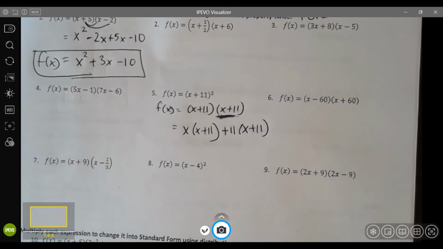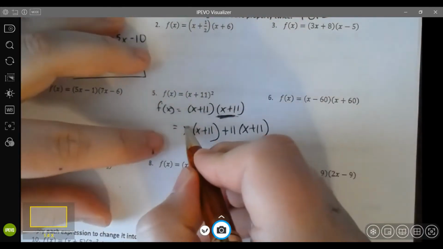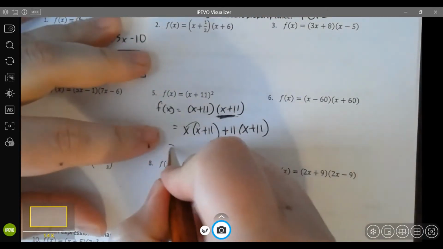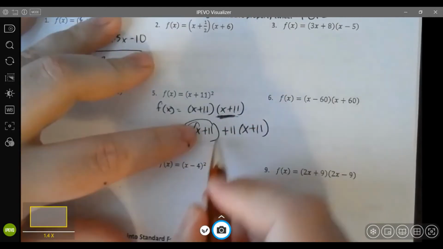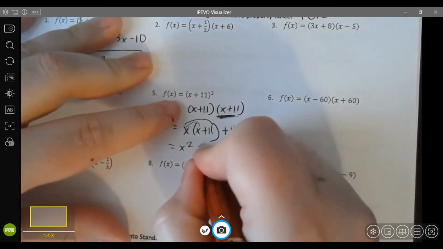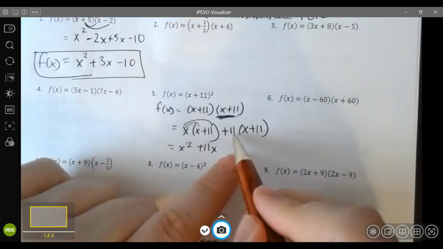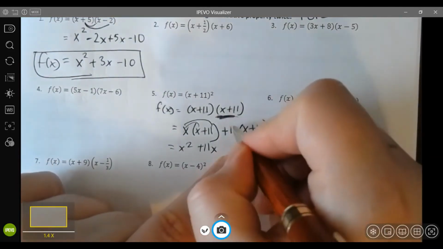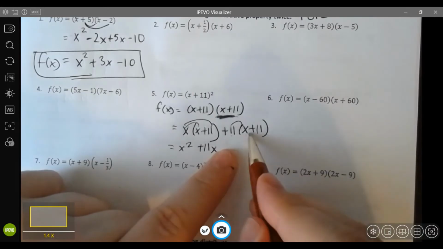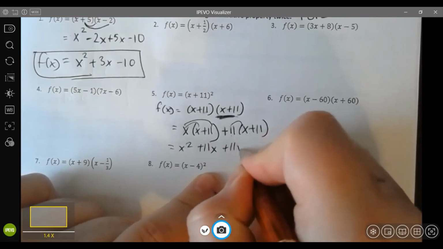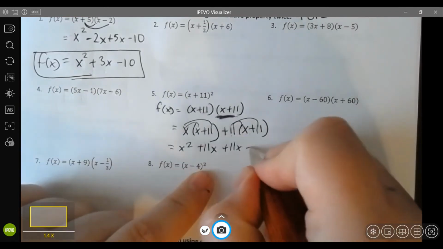And now I'm going to distribute twice. I'm going to distribute the x. X times x is x squared. And x times 11 is 11x. Next, I'll do the same thing here. Distribute the 11 to the x, it's 11x. And distribute the 11 to the 11, that's 121.